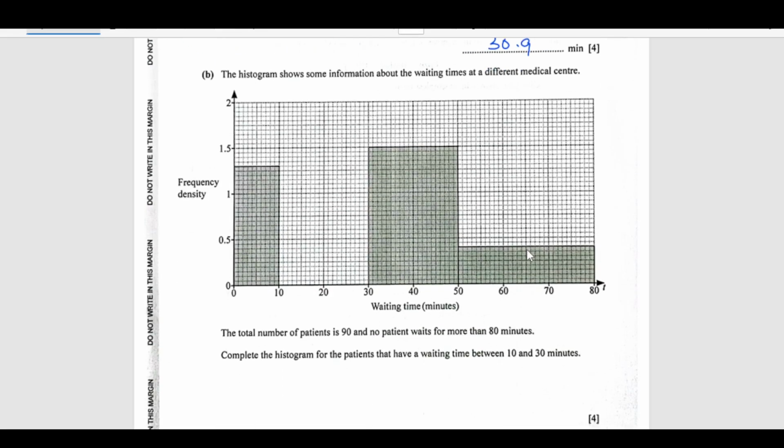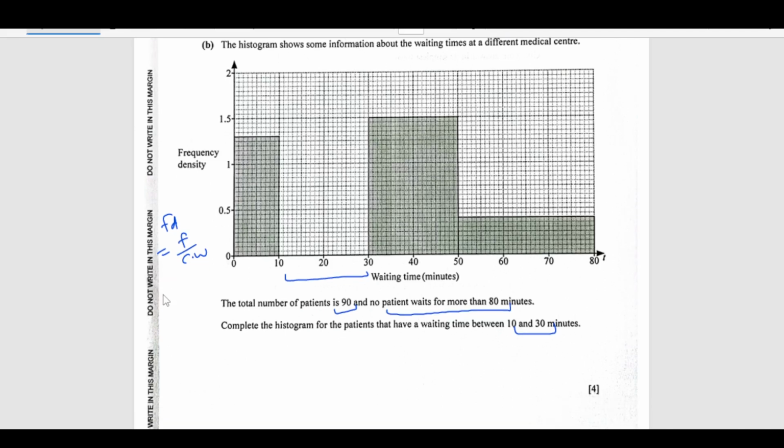Now the histogram shows some information about the waiting time at different medical centers. So we have this medical center. The total number of patients is 90 and no patient waits for more than 80. So more than 80 there is none. Complete the histogram for the patients having waiting time between 10 to 30. You see this is missing here. So we have to find out this one.